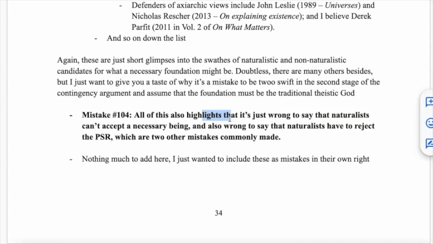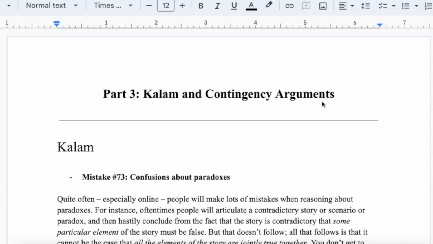Naturalists can perfectly well accept the PSR, which says something like, of course there are different articulations of it, but some popular articulations in the context of contingency arguments go something like, every contingent fact has an explanation, or every contingent thing has an explanation. Naturalists can perfectly well accept that. No, in short, naturalists do not have to reject the PSR. And yes, in short, naturalists can accept a necessary being. So that concludes part 3 in this 7-part series on common mistakes in internet, philosophy, and religion spheres.